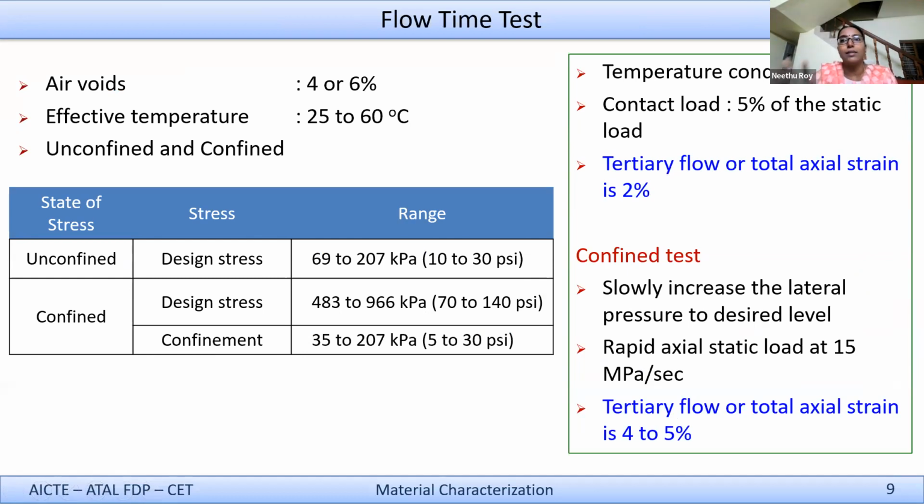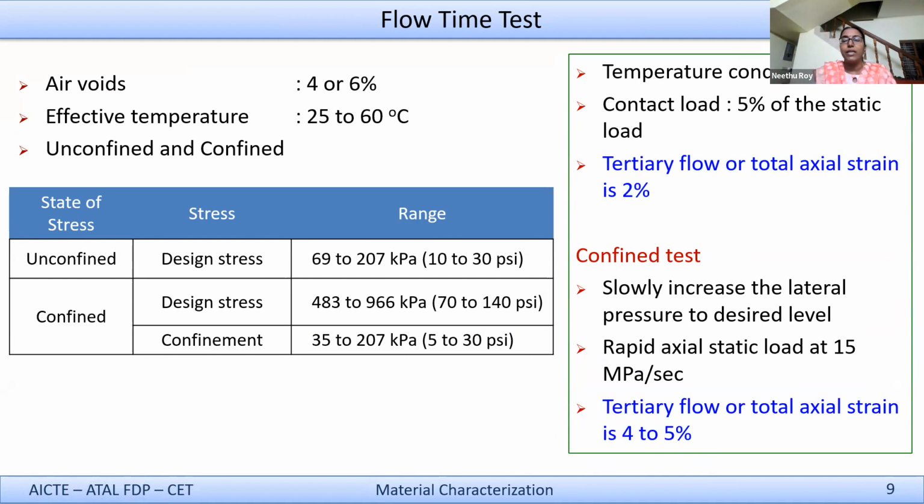You know that when a bitumen layer is laid and compacted, its air void is of the order of 6 to 8%. Suppose you want to mimic what happens right from the start of the age of the pavement, the bituminous layer, you can compact it at 6% or 8% and see how it performs.